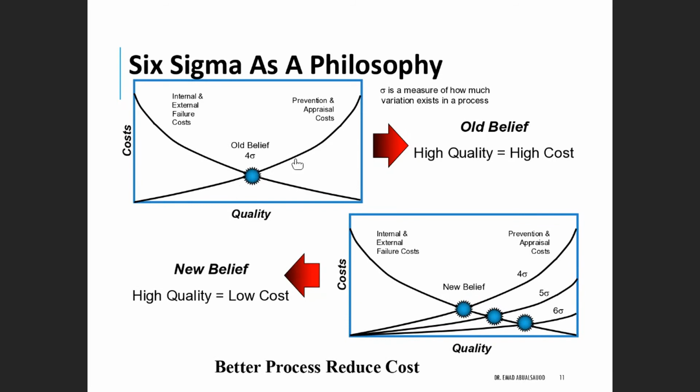As we can see here, the quality curve is increasing. As we see here, the cost curve is decreasing. But where is the new belief? The new belief is that the quality can be increased, and when the quality increases, the cost will also decrease. So you will reduce the prevention and internal and external costs by increasing your quality level.